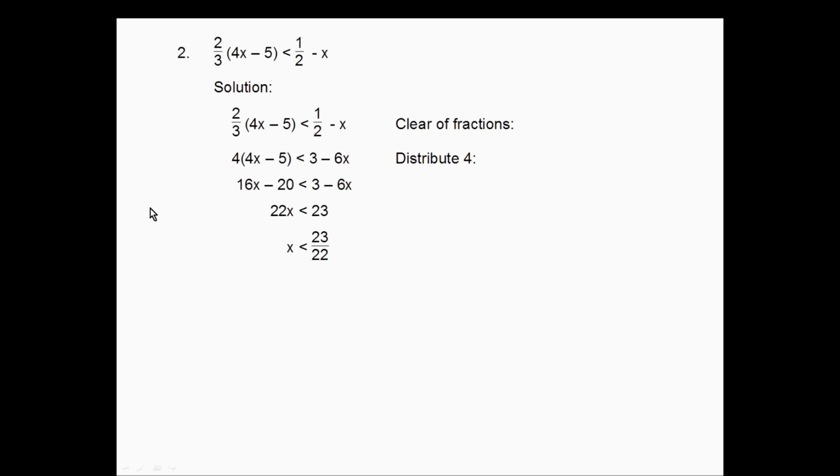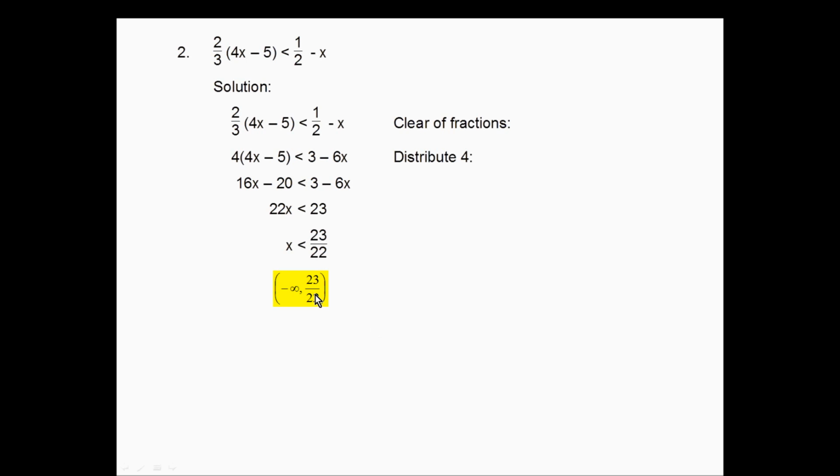Okay, the variable is on the left. The inequality points to the left, so I want the infinity that's on the left, that's minus infinity. So I'm going to have the open interval from minus infinity to 23 over 22. Now again, the parenthesis for 23 over 22 because it was a strict inequality. Remember, the strict inequalities use the parentheses. The ones that allow for equal use the brackets, and you always put a parenthesis for infinities.